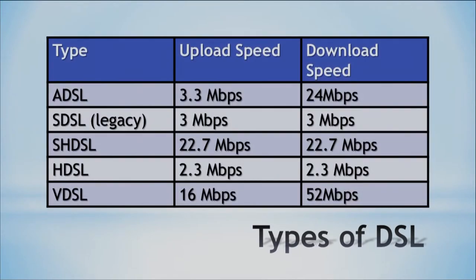And you can see there are several different types of DSL. So you can see in the table that each type of DSL has different speeds associated with it. So there's different upload speeds and download speeds. So you want to keep that in mind if you're looking at getting DSL. You want to keep in mind, what is my upload speed? What is my download speed? You want to get something that's going to be appropriate for your needs.